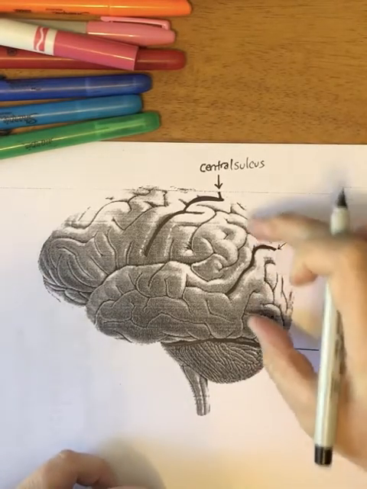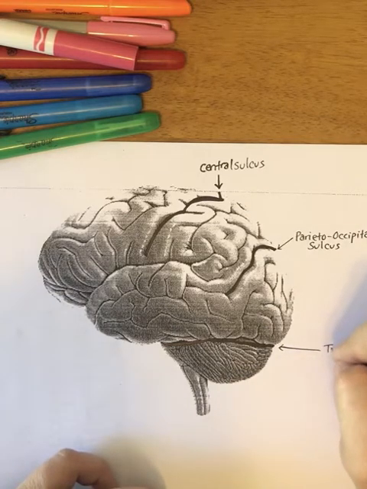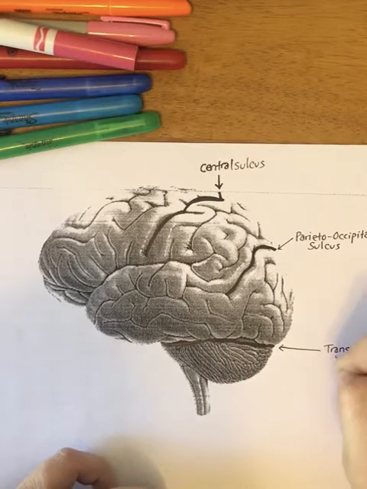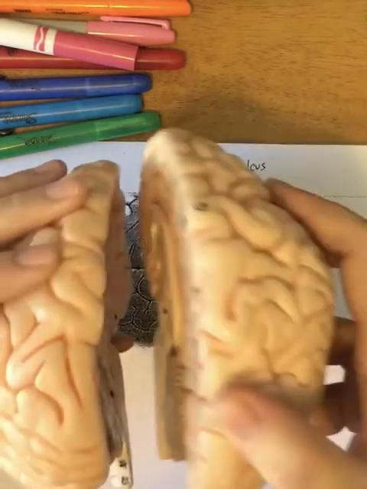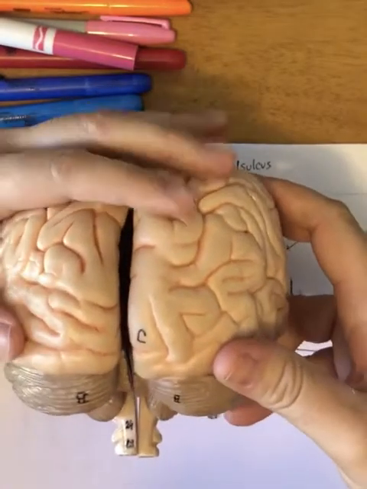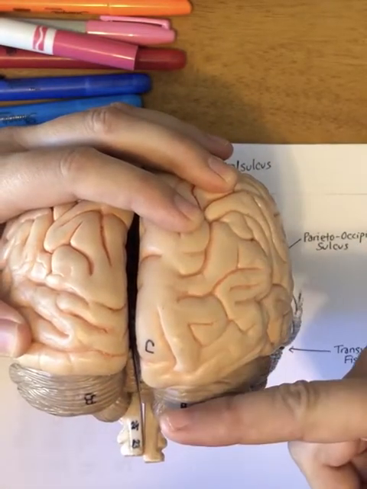To divide the cerebrum from the cerebellum, you would use the transverse fissure. And the reason it's called the transverse fissure is when you're looking at two cerebral hemispheres like this, this is your transverse fissure. It divides the cerebrum from the cerebellum.